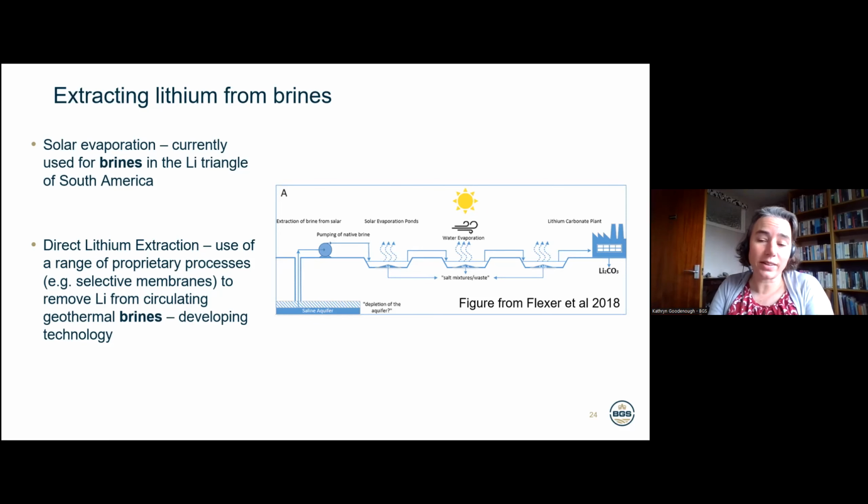If you want to get the lithium out of geothermal brines in an area where you don't have the option to use solar evaporation, then you can use a technique called direct lithium extraction, which is a very clever process that the companies never want to give you the details of, by which things like selective membranes allow you to remove lithium from those circulating brines. But this is a developing technology. It's not used commercially in very many places. It sounds lovely, and once it's working at full scale, it'll be fantastic. But at the moment, it's not used that widely commercially. So in fact, solar evaporation is still our main way of getting lithium out of brines.